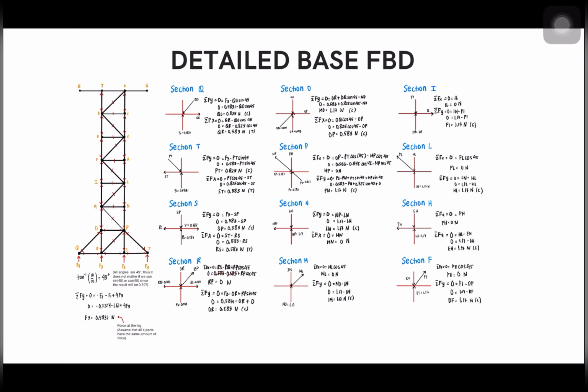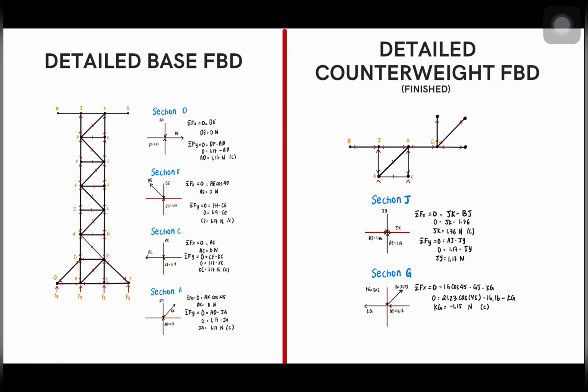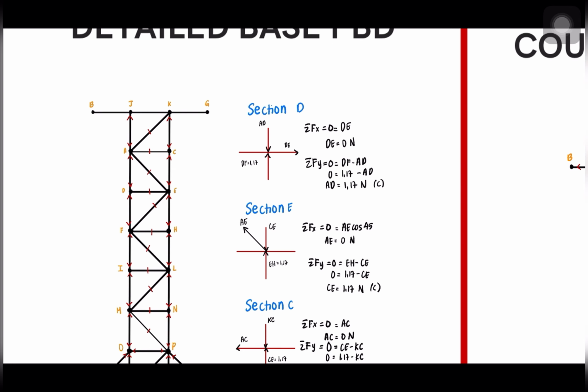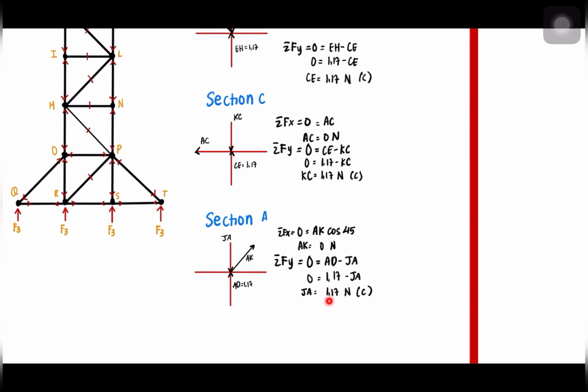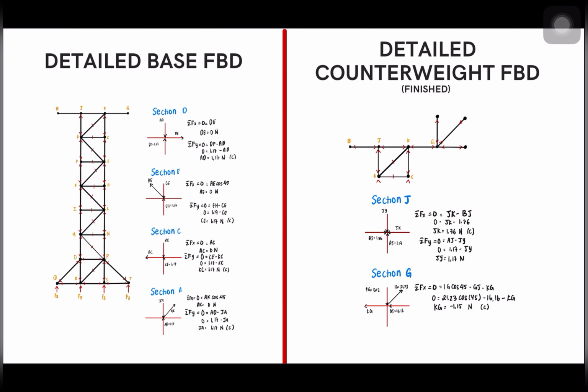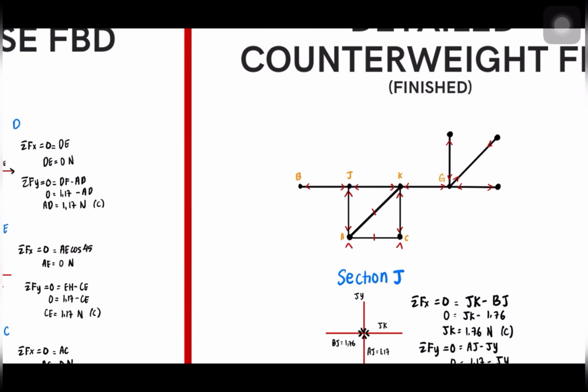Okay, so here is the more detailed one. We continue to section D, using the same method until section A. Here, at section A, we can find the force of member GA, which is 1.17 Newton. Since our assumption is compression and we got a positive answer, it is true that it is in compression.